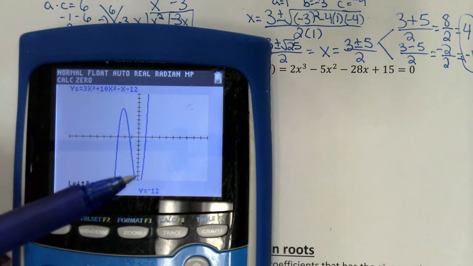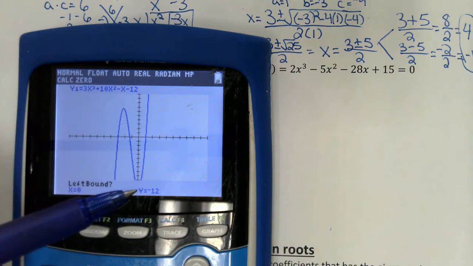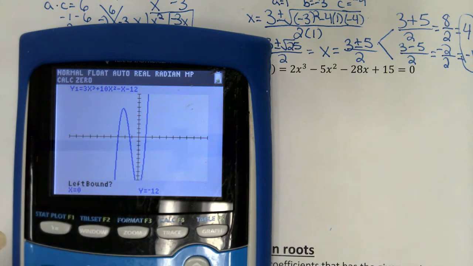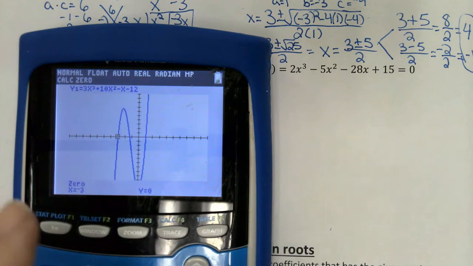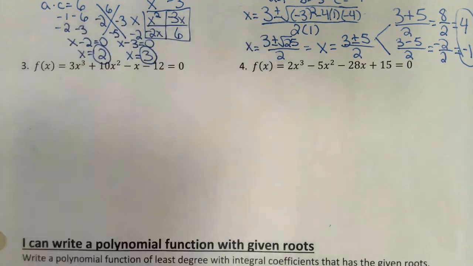Well, if I follow this down, that's why I'm not seeing it. It's off the screen somewhere over here. So if I'm going to find the left-hand 0, I'm going to need to move my cursor to the left. There it is. To the right would be above. And I get one of my zeros at negative 3.